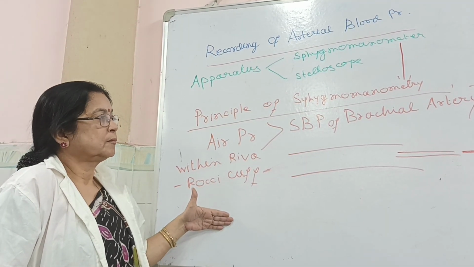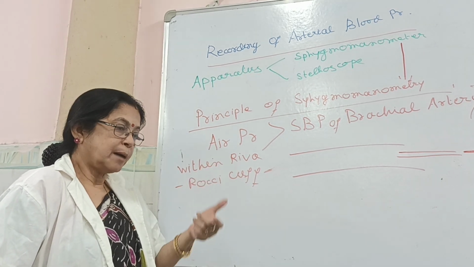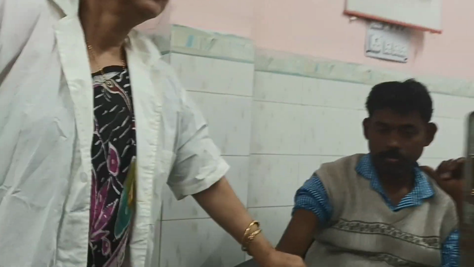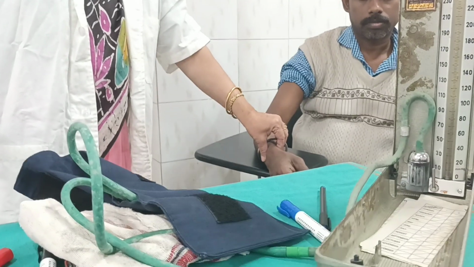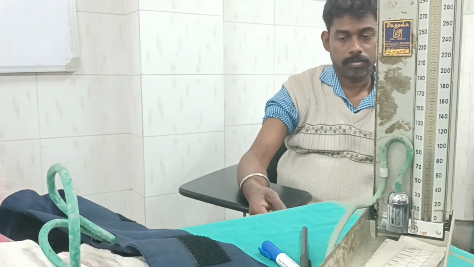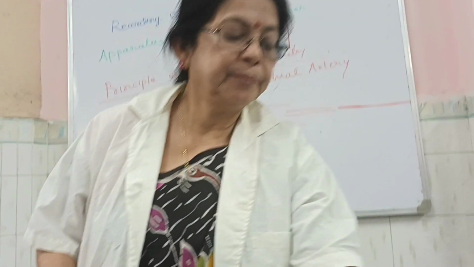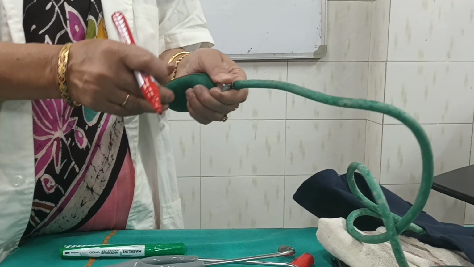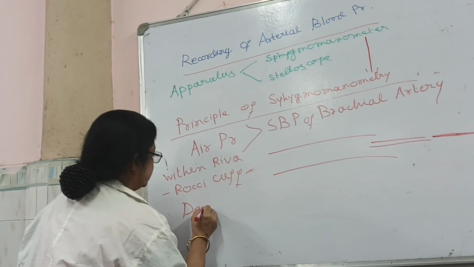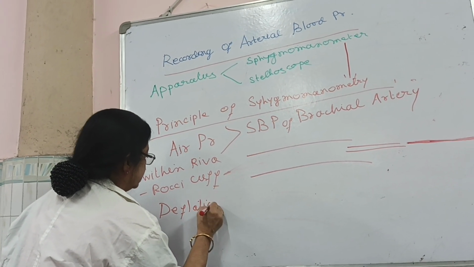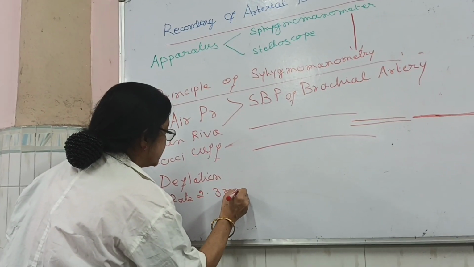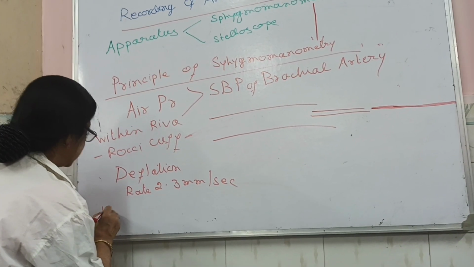Now, after some time we first feel the pulse. When we see that no pulse is coming, that means the artery is totally obliterated. So we will try to deflate it. We will deflate it at a rate of 2 to 3 millimeters per second, to match the inertia of the artery.